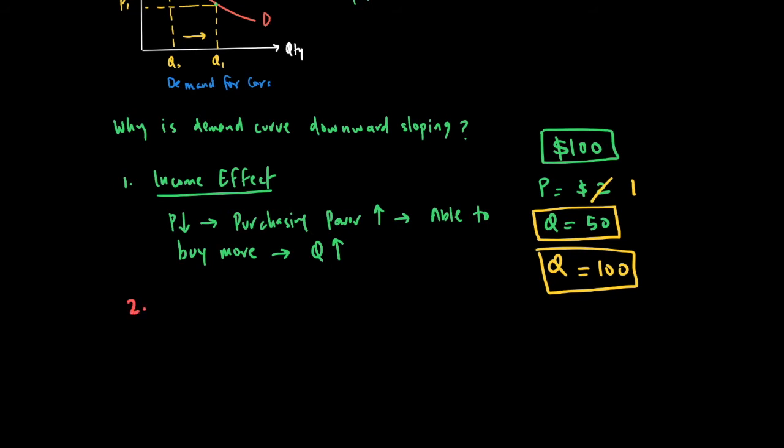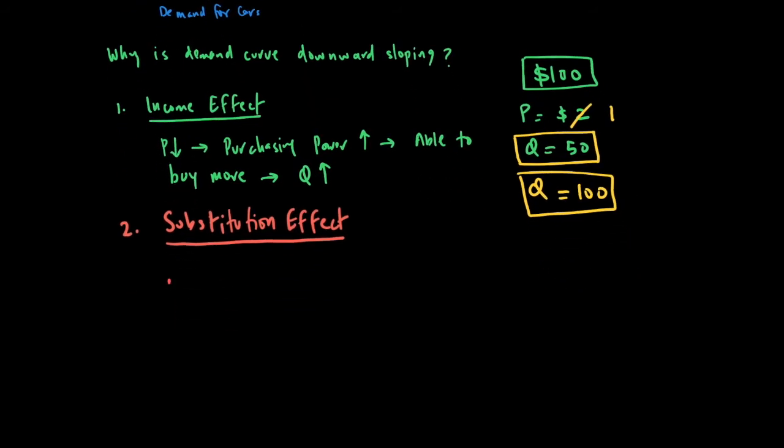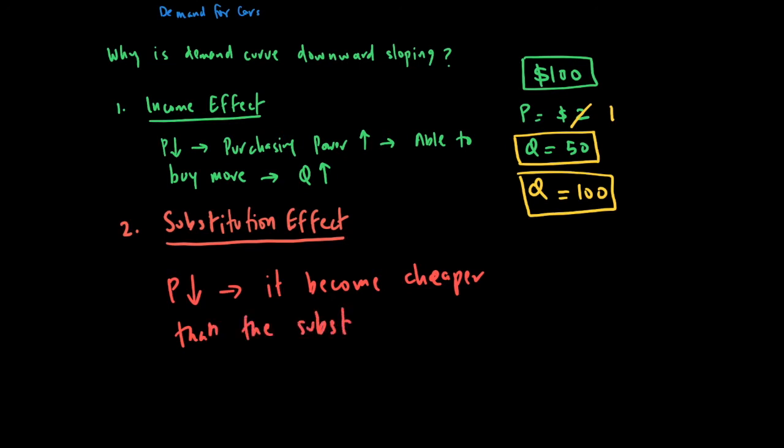The substitution effect says this: when the price of a good goes down, it becomes cheaper than the substitutes. What are substitutes? Substitutes are basically rival goods, the goods that you can also consume but may not consume. For example, Coke and Pepsi are substitutes to each other.